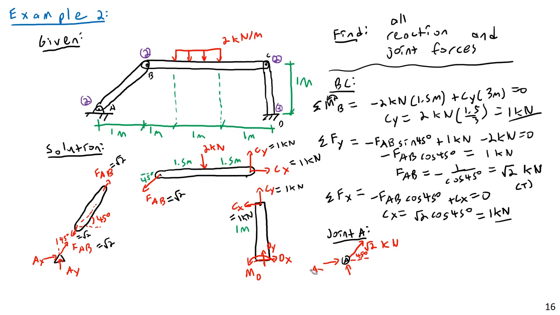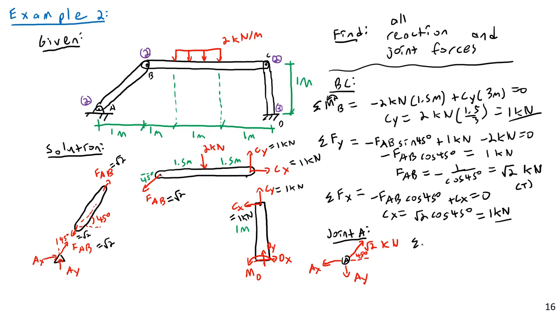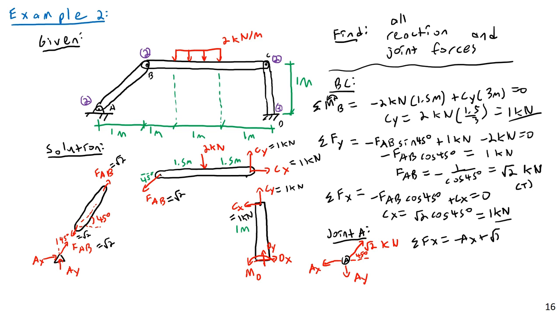and AY. However, I can just go ahead and draw these in the other direction now, because I know they have to be the opposite direction just looking at it. AX, I'm going to kind of violate one of my own cardinal rules here and reverse it on drawing. AY, and a simple summation of forces in each direction indicates that the summation of forces in the x direction is going to be negative AX plus root 2 times the cosine of 45 equals 0, and so AX is just root 2 times the cosine of 45, and I get exactly 1 kilonewton, and by the same math I could see that AY is also equal to 1 kilonewton. AX is equal to 1 kilonewton, and AY is equal to 1 kilonewton.